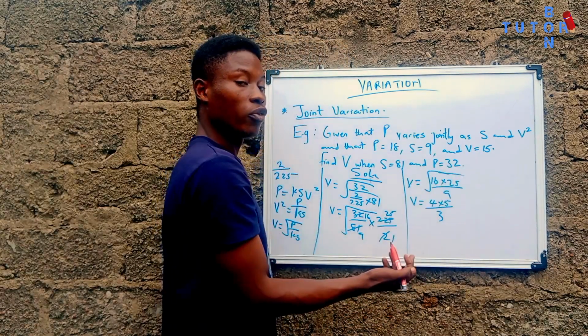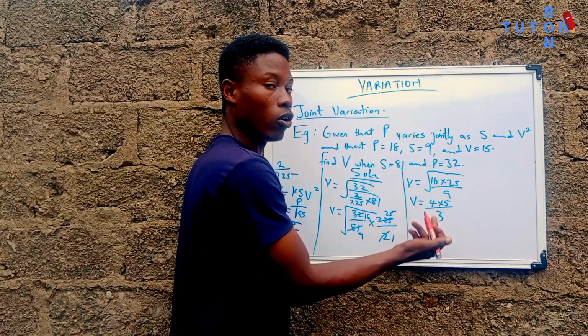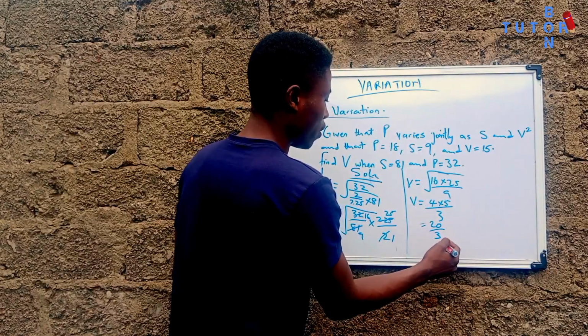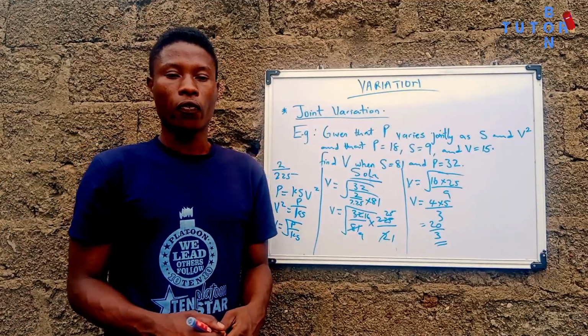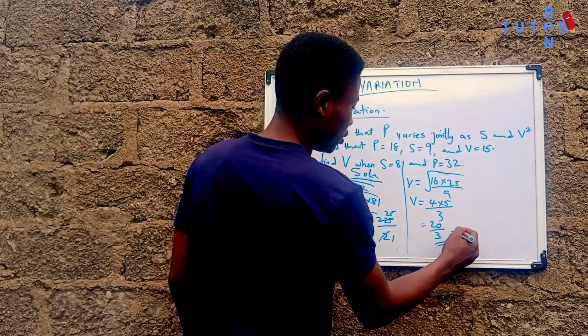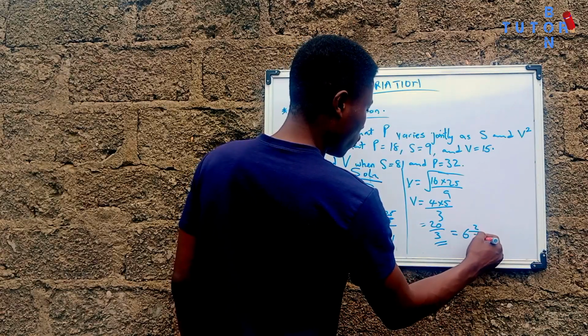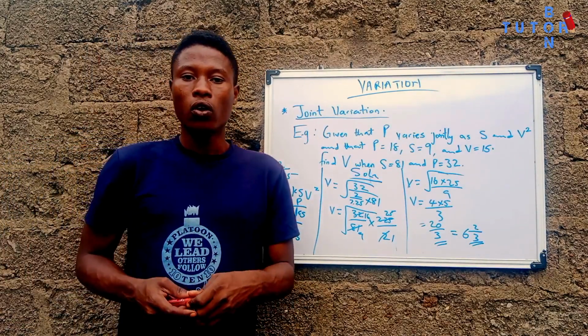If you find the square root of each one of them, the square root of 16 is 4, of 25 is 5, and of 9 is 3. So you have 20 over 3. So your v is 20 over 3, which is the same thing as 6 whole number 2 over 3. And that's your final answer for v.